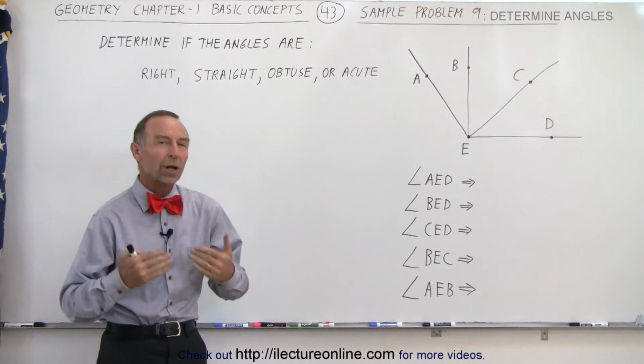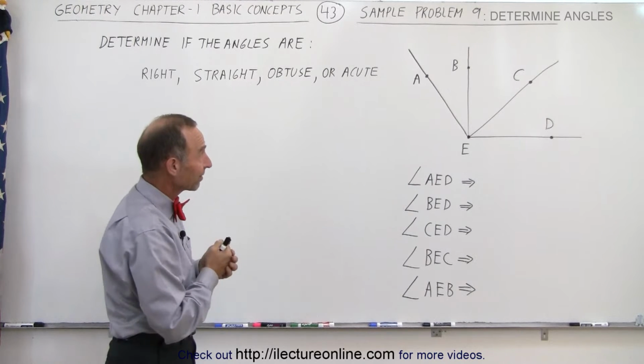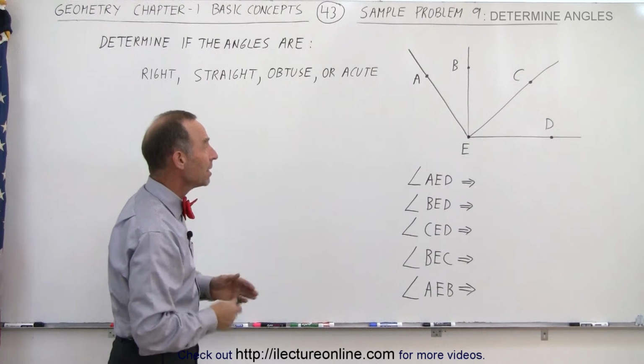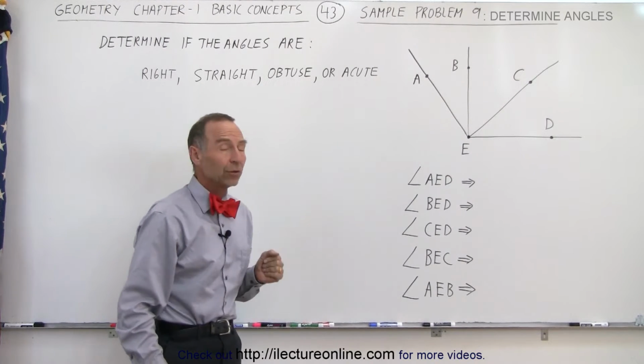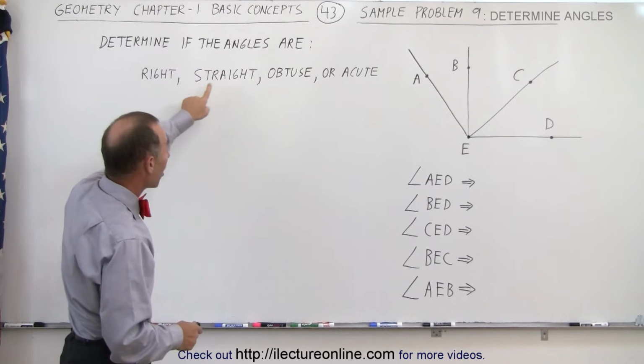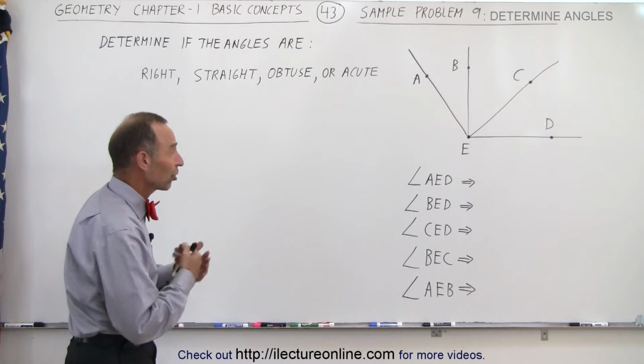Now let's see how well we know our angles. Here you can see that with the 4 line segments, A, B, C, and D, all coming together at point E, we can make these 5 angles. So these angles are either right, straight, obtuse, or acute angles. So let's find out which are which.